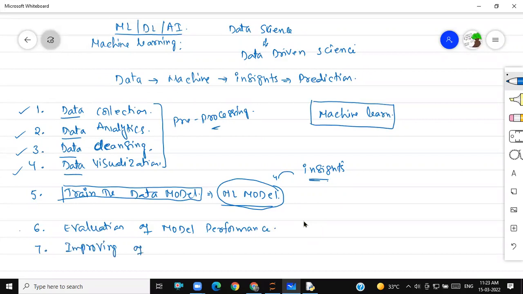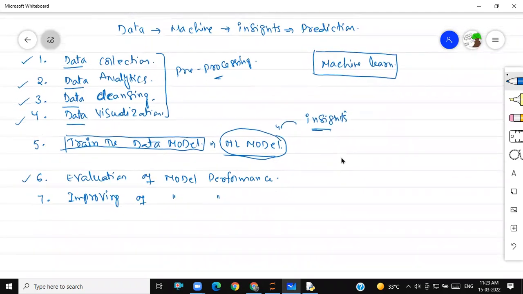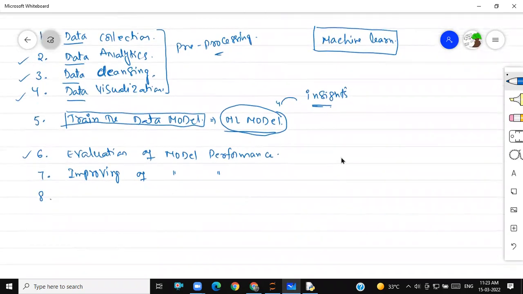A very good discussion, completely conceptual. Improving model performance, how to improve the model performance. All these things are part of these particular applications. And at the last, we have to do the deployment. We are going to deploy the model, deployment of models, guys.